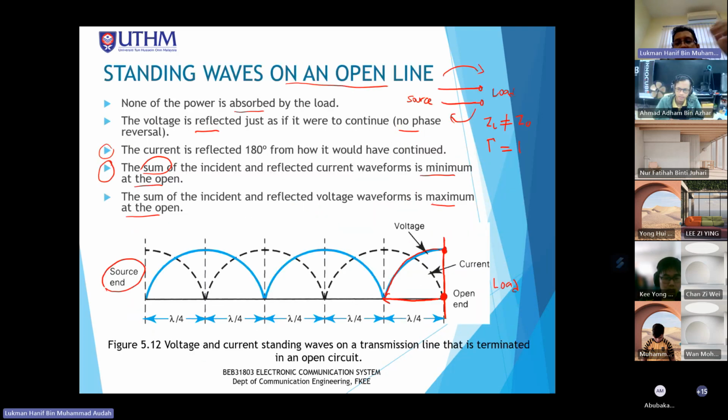So if we move lambda over 4 from the open line, the voltage becomes minimum while the current becomes maximum. And if we move another lambda over 4 distance towards the source, we're going to see that the voltage becomes maximum while the current becomes minimum, and so on.